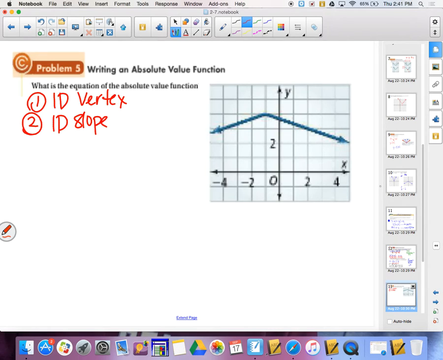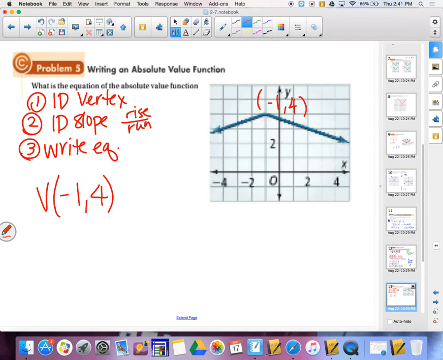How would I identify the slope of this problem? How do you find the slope of something? Rise over run. That'll be the easiest way to do it. Then all I have to do is write the equation. Those are the three things that you need to do if you're taking a graph and actually writing out an equation. So let's look at the vertex. What would my vertex be? So if I start at 0, I go over -1 and up 4. So my vertex is -1, 4.